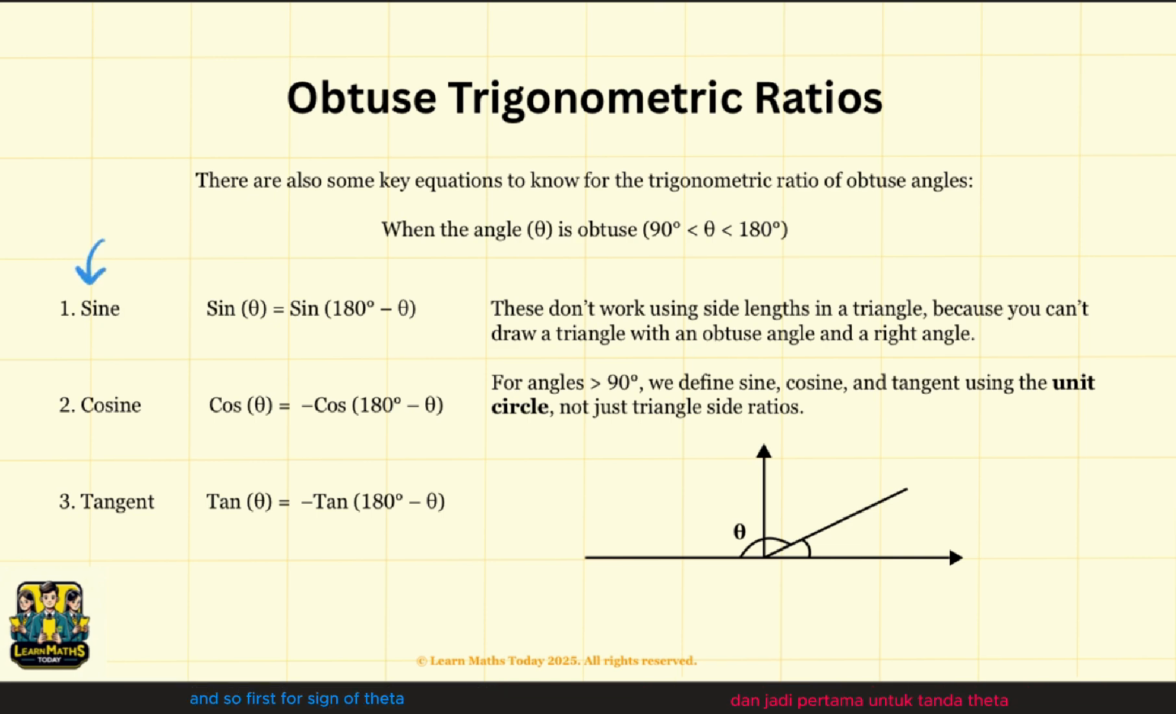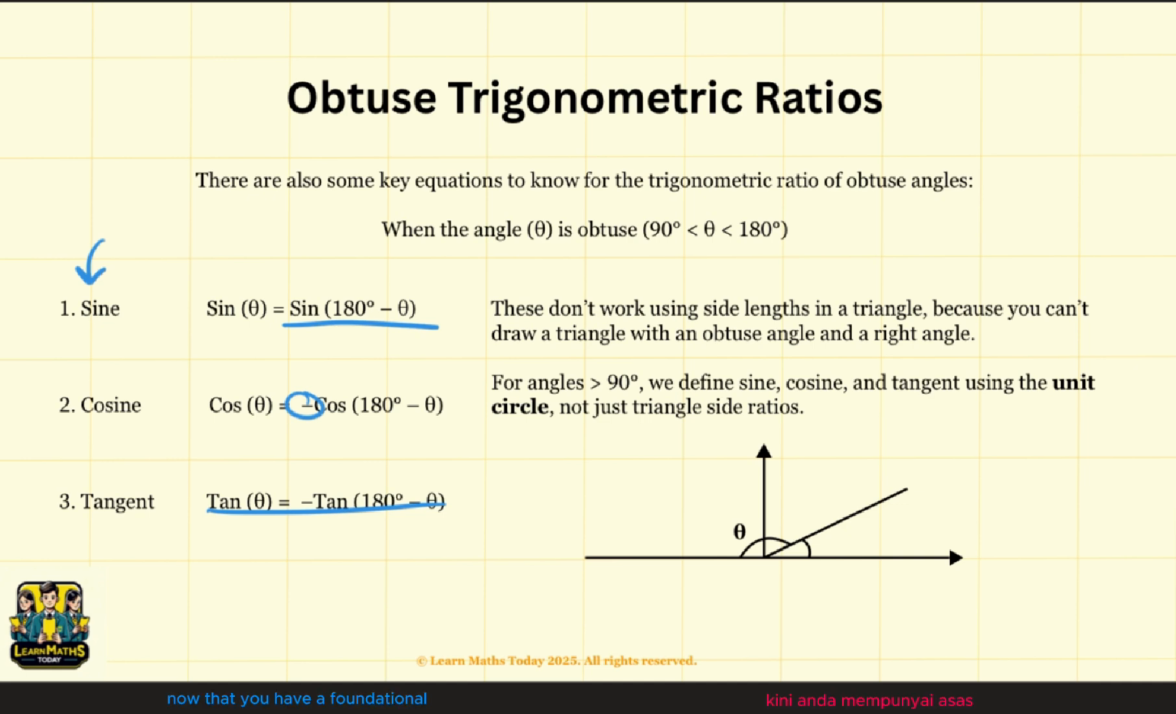And so first, for sine of theta, when theta is greater than 90, we would take sine of 180 minus theta is equal to sine theta. And then for cosine, similarly, cosine of 180 minus theta is equal to cosine theta. However, for cosine, there is a negative out in front, as you see right here. And then just as cosine, tangent is tan theta is equal to the negative of tan of 180 minus theta, as you can see here.